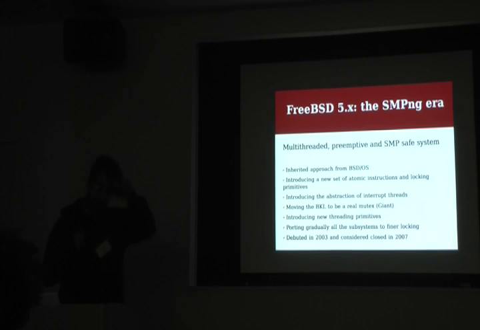Mainly, the first thing was introducing in the kernel a new set of atomic instructions and locking primitives. Then introducing an abstraction called interrupt threads, which we are going to discuss better later, but it was basically restructuring completely the interrupt mechanism that was in FreeBSD 4. The BKL lock was moved to a real mutex called Giant that still exists in our kernel, and some threading primitives were introduced, called also KSE, which are actually never used in our kernel, and they have been taken out, I think, last year.